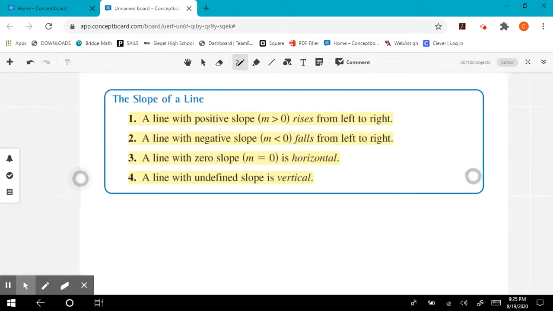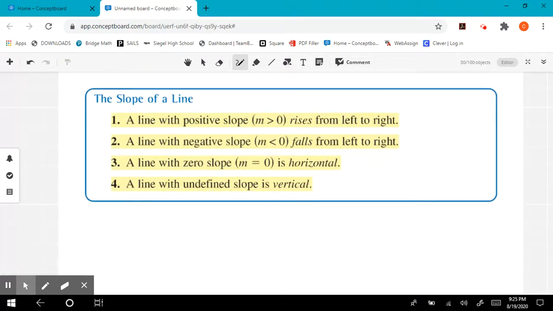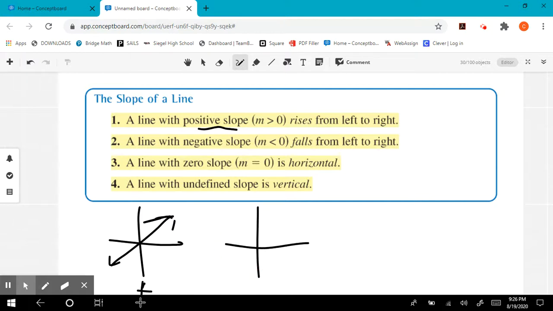One thing you do need to note, and this is helpful for doing a quick check: a line that has a positive slope always goes uphill. It rises from left to right. This is a positive slope. Negative slopes always go downhill. So if you're solving for a slope or drawing a line, it's a quick check. I know if it's positive, it needs to be going uphill. So if I see it going downhill, something's been done wrong.